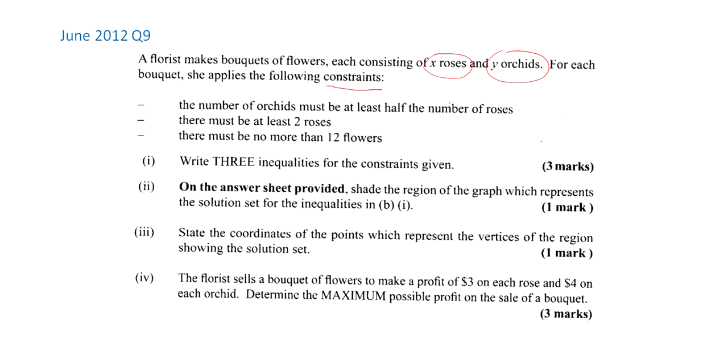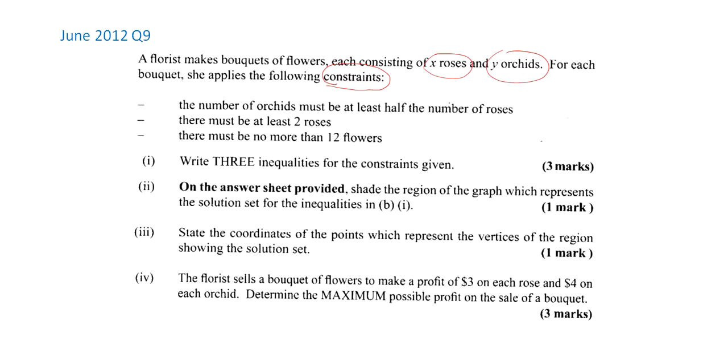Now, usually in a linear programming question, we have two variables that we're going to use, which could represent anything. In this case, X represents roses and Y represents orchids, right? And they give you some constraints here. So they said that the number of orchids must be at least half the number of roses.